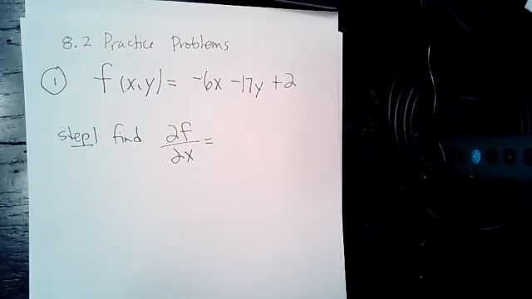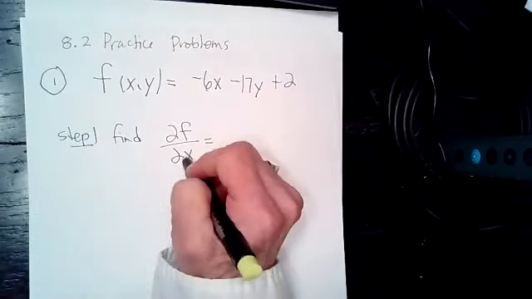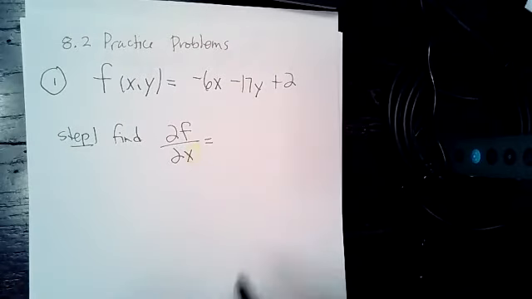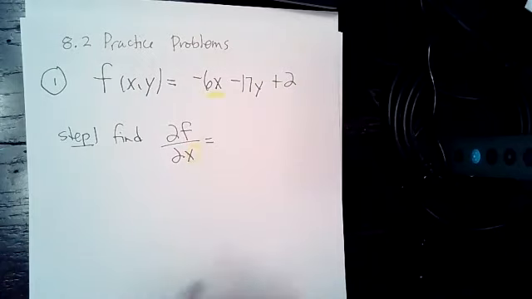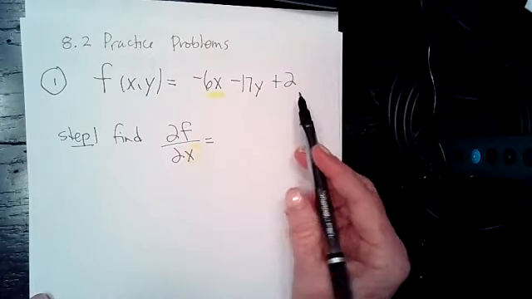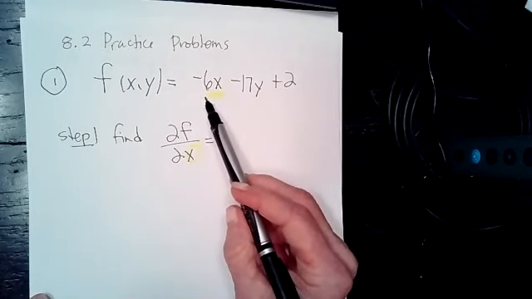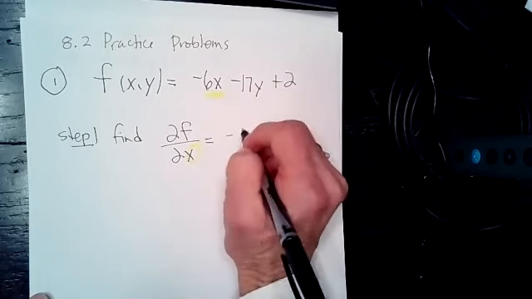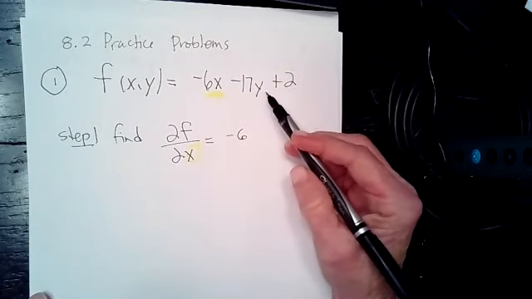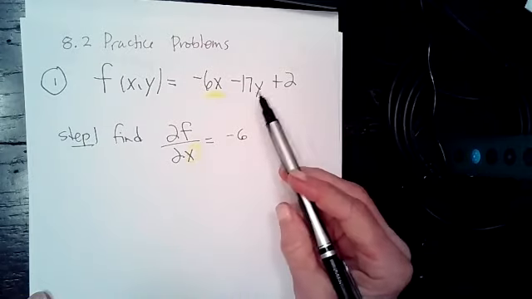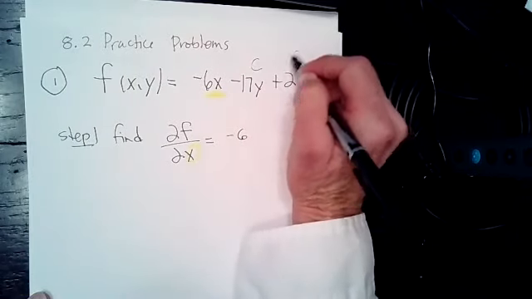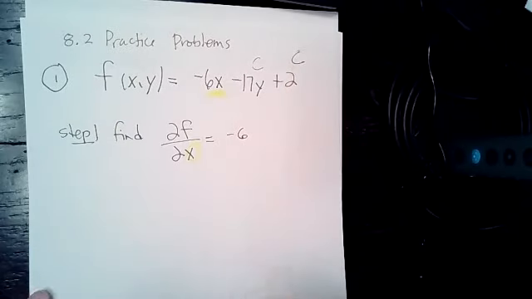If I take the derivative with respect to x, there's my x. That's my variable term right there, that x. So everything else is constant. If I'm taking the derivative with respect to x of negative 6x, it's just normal: it's negative 6. And what's the derivative of negative 17y? Remember, if you're taking the derivative with respect to x, y is constant. So what's the derivative of a constant term? Well, the derivative of a constant term is 0. So this is my derivative.